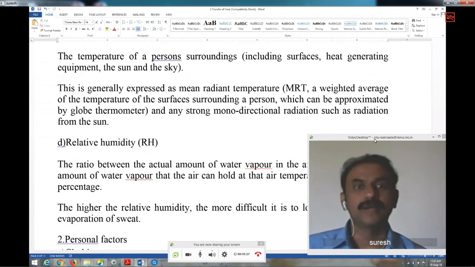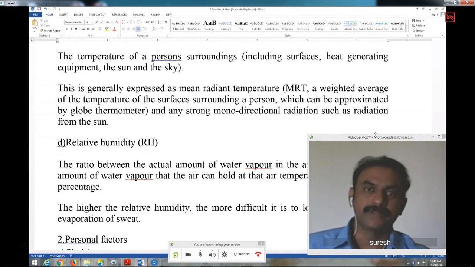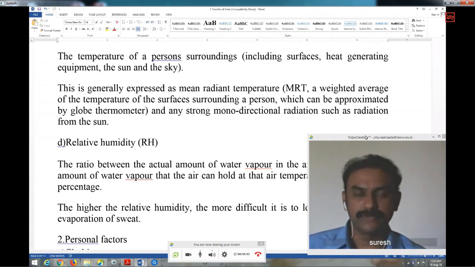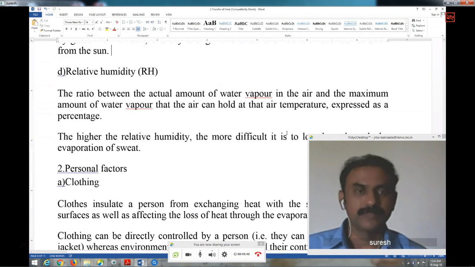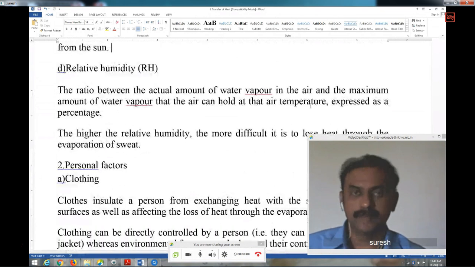So any strong directional radiation, such as radiation from the sun. The angle of the solar rays falling also plays an important role, which we have seen in this topic. In the afternoon we feel more heat sensation, in the evening and morning we feel a lighter sensation. Coming to relative humidity: the ratio between the actual amount of water vapor in the air and the maximum amount of water vapor that air can hold at a particular temperature. This is defined as relative humidity.